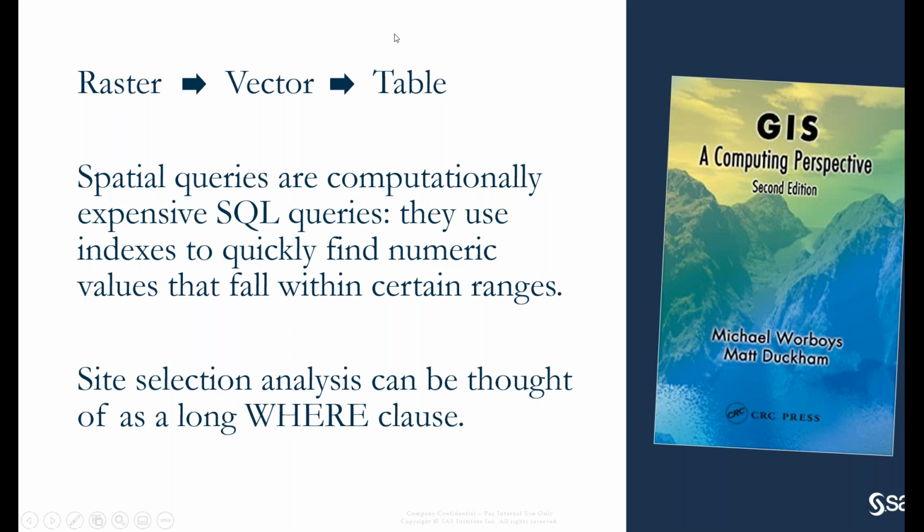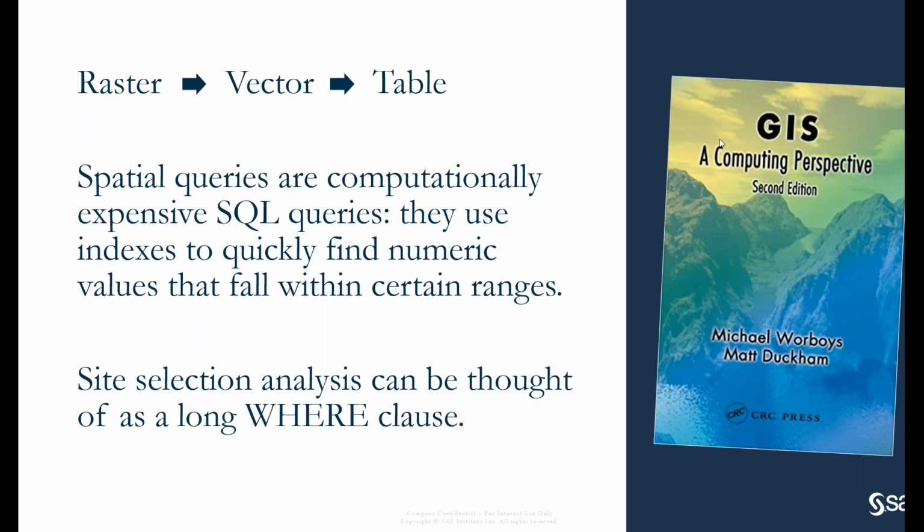You might think, look, spatial queries, we saw this yesterday actually with Seth Bassett's talk on spatial SQL, right? Spatial queries are computationally expensive SQL queries. That's all they are. If you read this GIS Computing Perspective book, you can read how a database uses indexes to just find numeric values that fall within certain ranges, and that's what a buffer is. That's what an intersect is. It's just set theory and math.